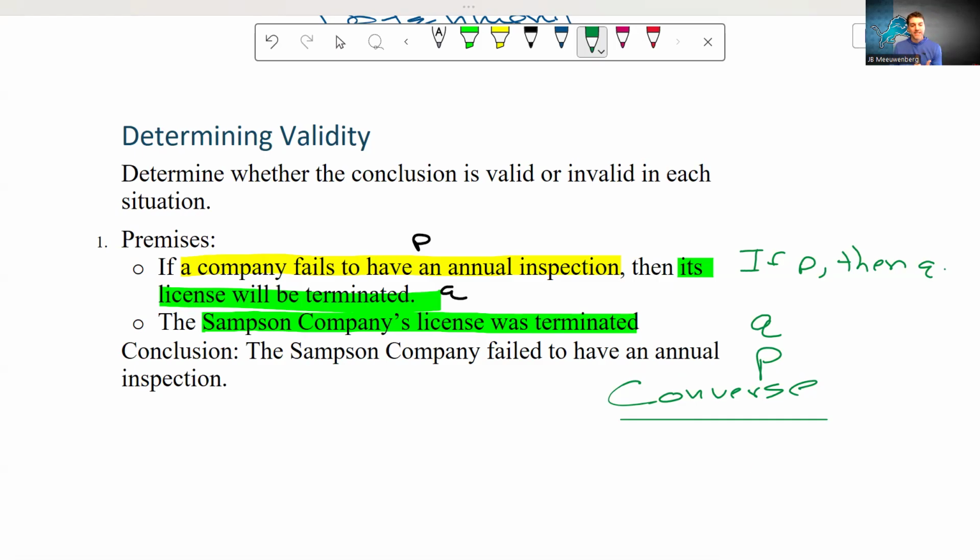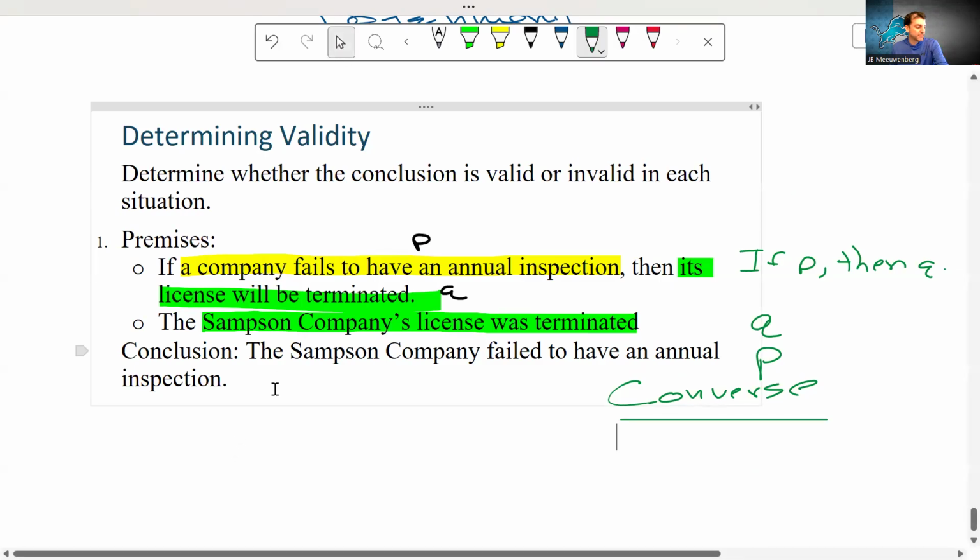If we look at a Venn diagram, because we know Venn diagrams are very helpful, a Venn diagram could look something like this.